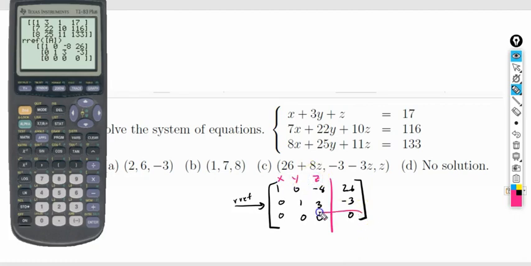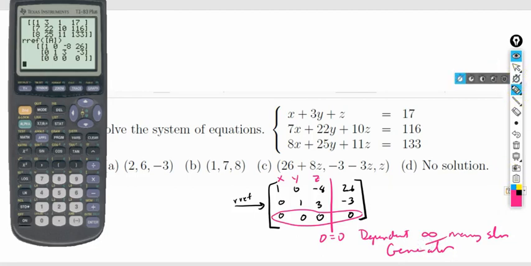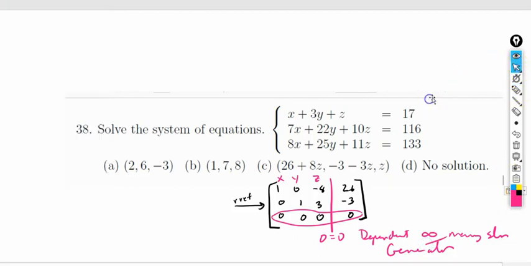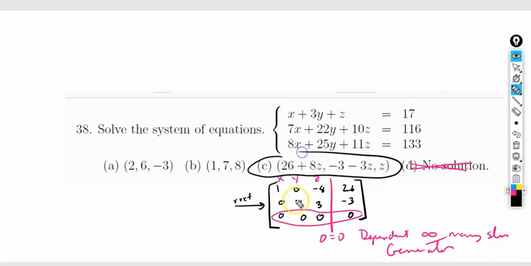Straight away this tells me 0 equals 0, which means we have a dependent system. There'll be infinitely many solutions, and so you have to write the generator. And if you just look at the selections there, the only one written with the generator is C. There definitely is a solution. So what is the generator? So this is going to be our answer. But what is the generator?